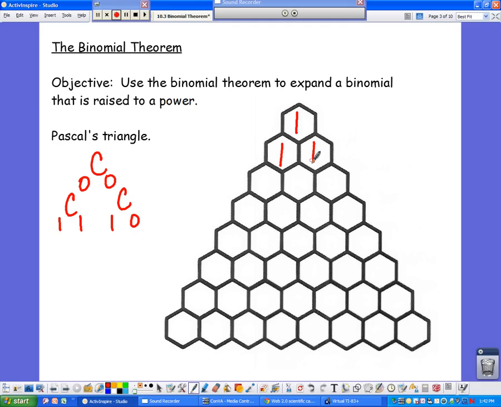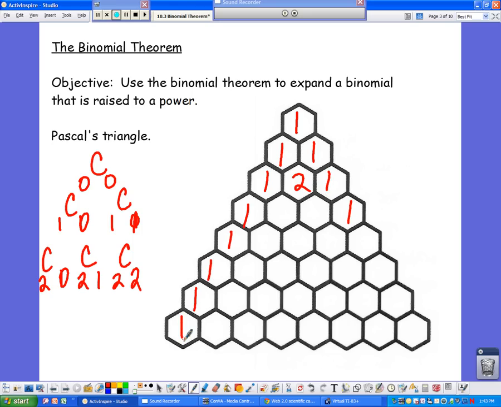And then the next row would be combination 2 choose 0, 2 choose 1, and combination 2 choose 2. And when you get those numbers, we get 1, 2, 1. Now, an easier way to get these numbers in Pascal's triangle is the first and the last one are always going to be 1. You're always going to start off with 1, and you're always going to end with 1. Okay, so that makes it a little easier.